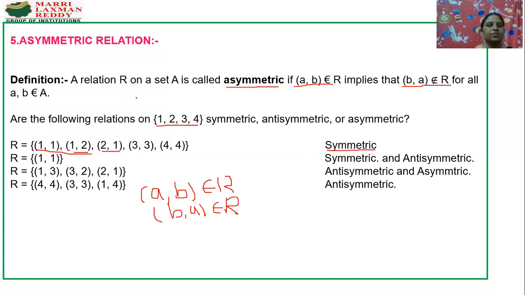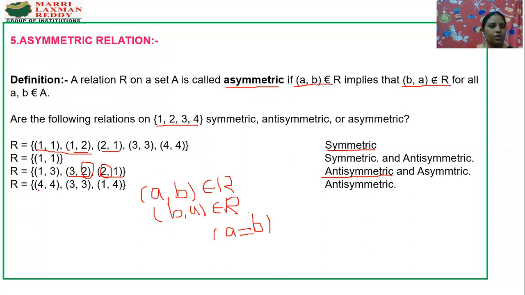Now observe anti-symmetric. What is the condition for anti-symmetric? (a, b) belongs to R and (b, a) belongs to R, not only that, but also a is equal to b. Observe the second example. The a, b values are the same, so it is anti-symmetric. Third example: (3,2), then (2,1). Here the b value is 2, here the a value is 2. Here the condition is satisfied, so it is anti-symmetric.